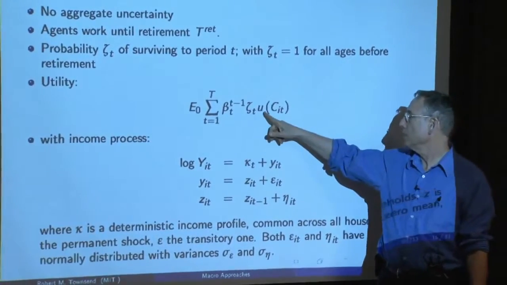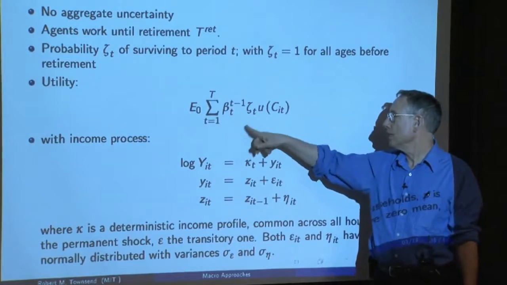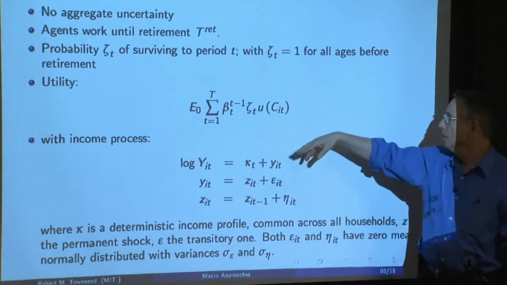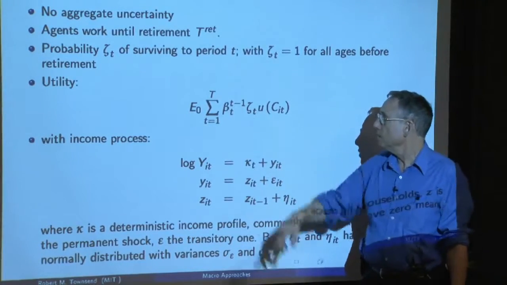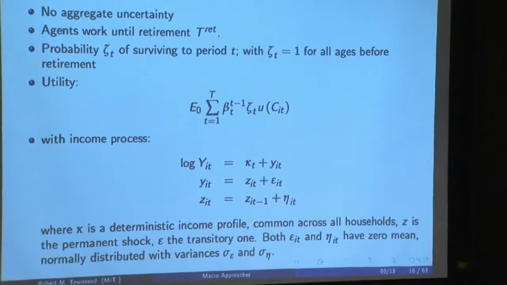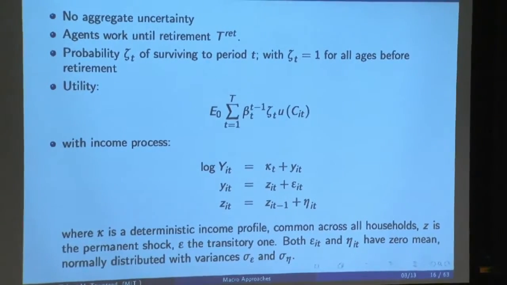We've been doing a lot of that too. Beta is the standard discount rate. XZ is this, you only get the utility if you're alive, basically. So that's a standard adjustment to the discount rate.